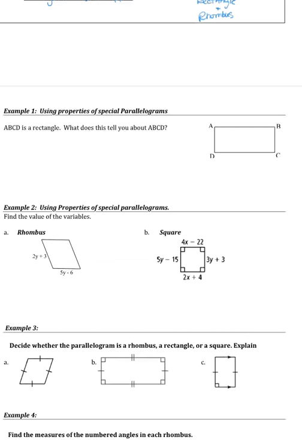All right, so here's how that's going to help us. When we look at this first example, it says ABCD is a rectangle. What does that tell you about ABCD? So basically, we said that a rectangle has the original 5 properties plus 2 more. So just by saying rectangle, it's going to tell you an enormous amount of information.